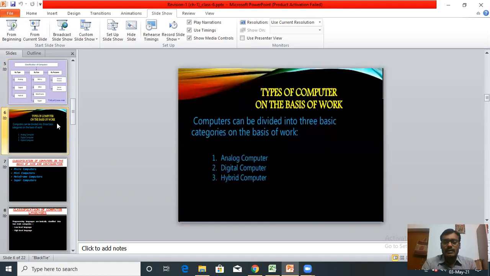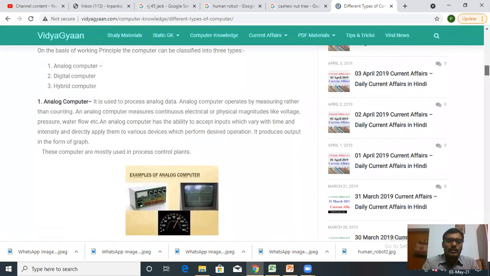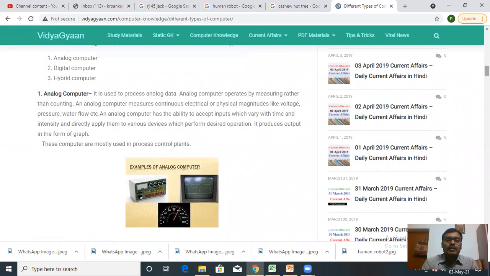Now, I'm going to discuss this topic, types of computer on the basis of working principle. And it can be analog computers, digital computers, and hybrid computers. So let us have a look here. What are analog computers? Analog computers work on continuous data. It is used to process analog data.